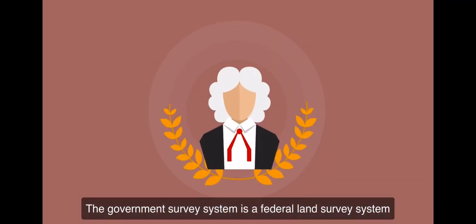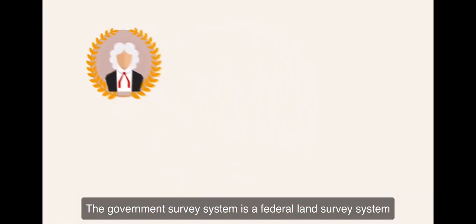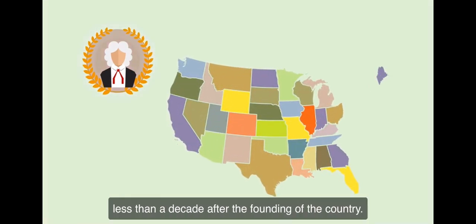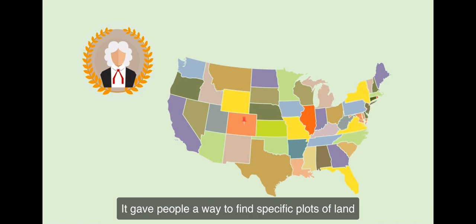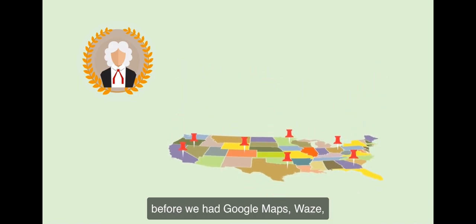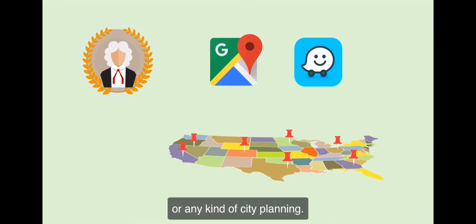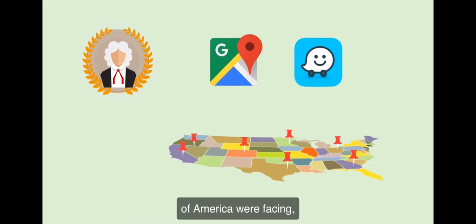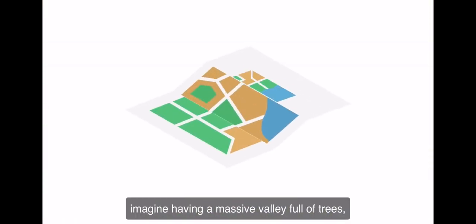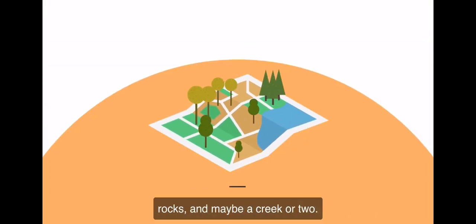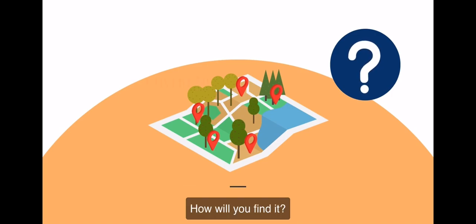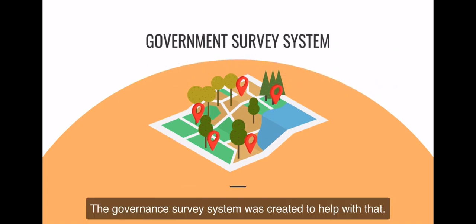The government survey system is a federal land survey system implemented in the United States less than a decade after the founding of the country. It gave people a way to find specific plots of land before we had Google Maps, Waze, or any kind of city planning. To really get a feel for what the early settlers of America were facing, imagine having a massive valley full of trees, rocks, and maybe a creek or two. Somewhere in that valley is a plot of land with your name on it. How will you find it? The government survey system was created to help with that.